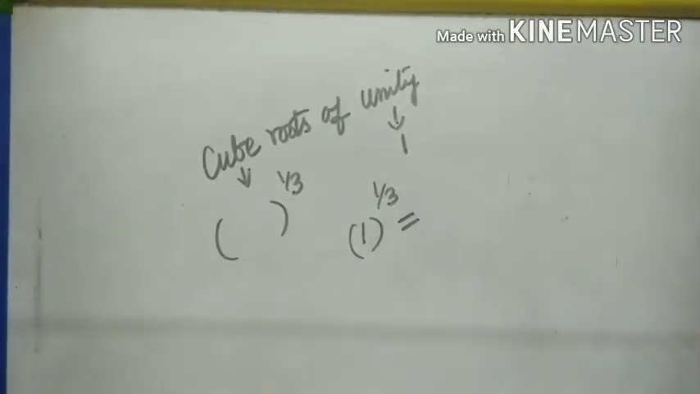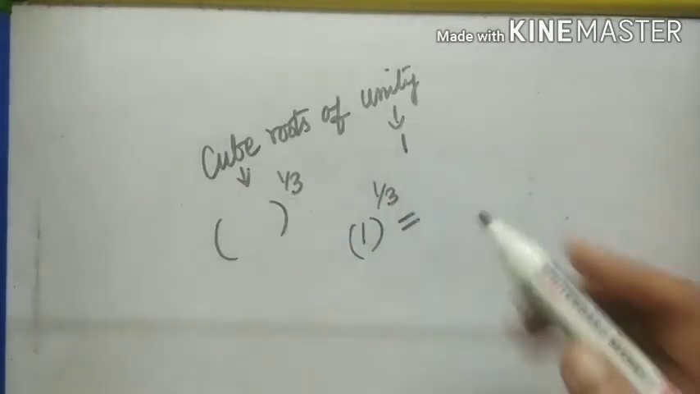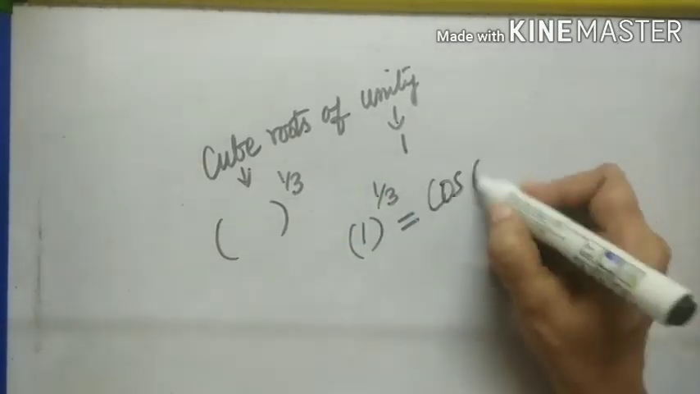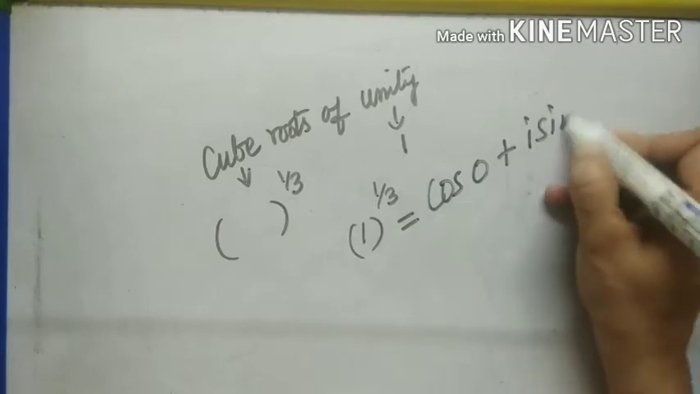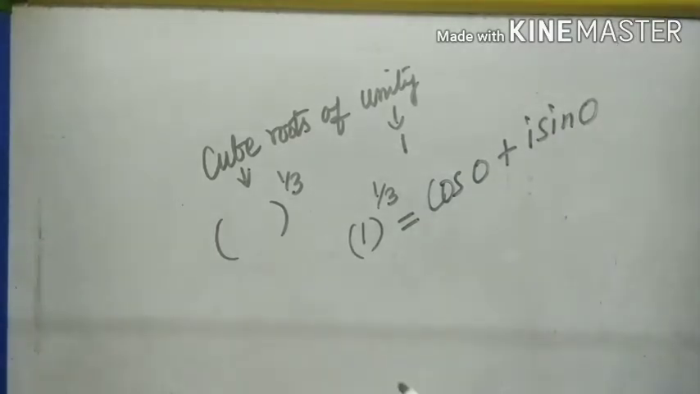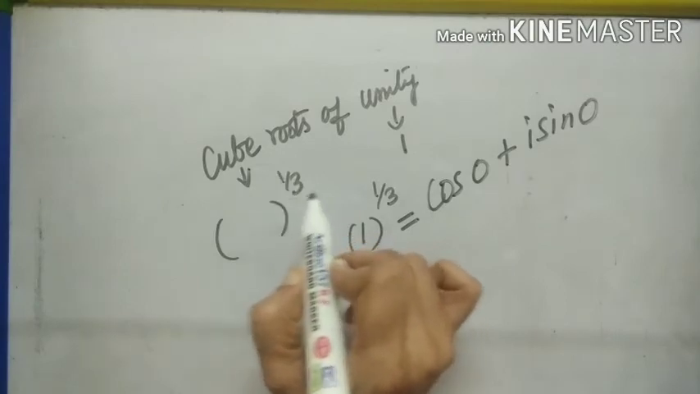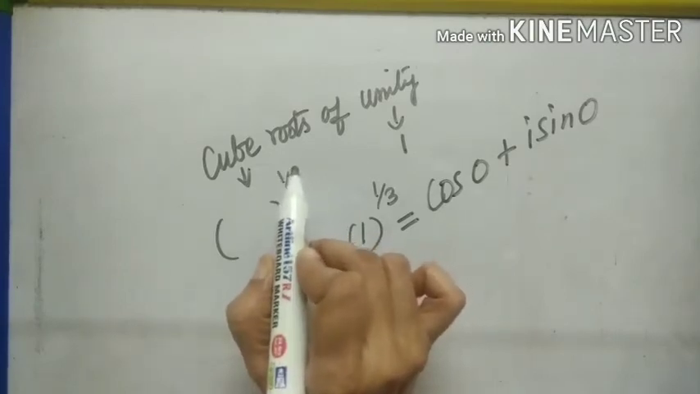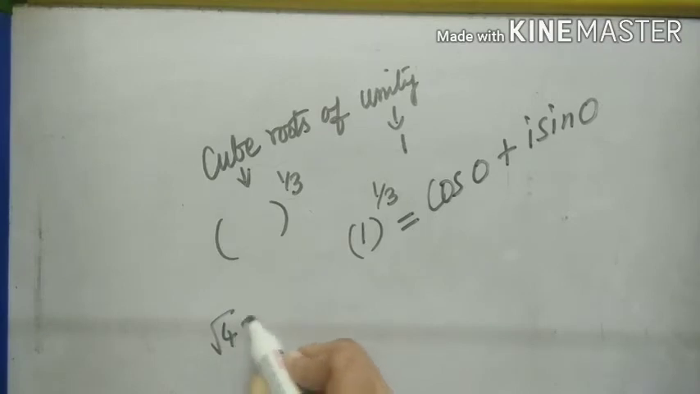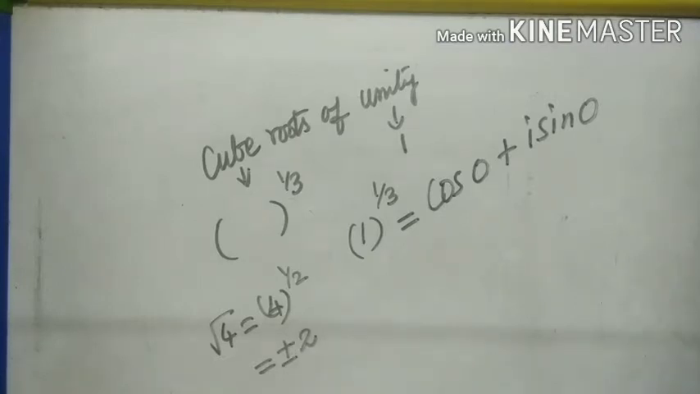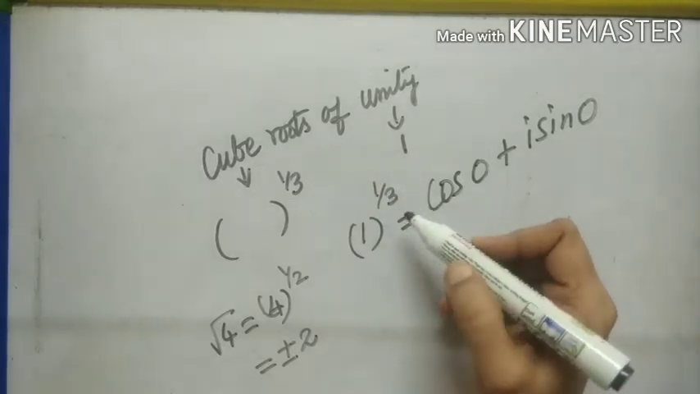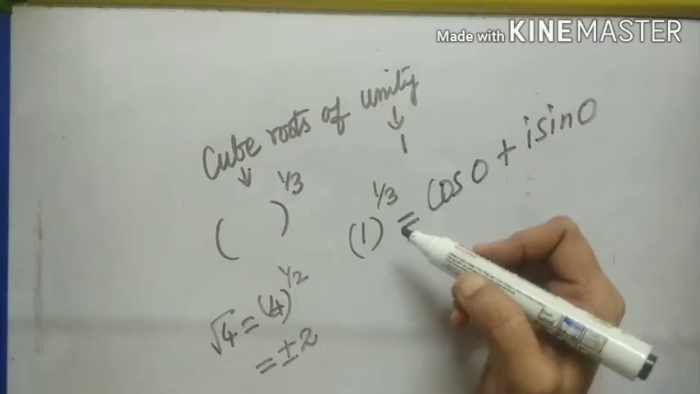In this question, we are dealing with cube roots of unity. So as before, I will say it is cos 0 plus i sin 0. Whenever the power is 1 by 3, I need to get 3 answers. See, square root of 4 means what? 4 power 1 by 2. It is plus or minus 2. See how many answers I am getting? 2 different answers I am getting. So when I say the whole power is 1 by 3, I must get 3 different answers.